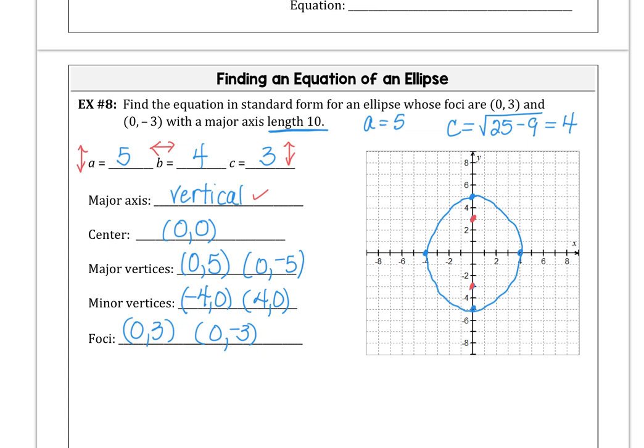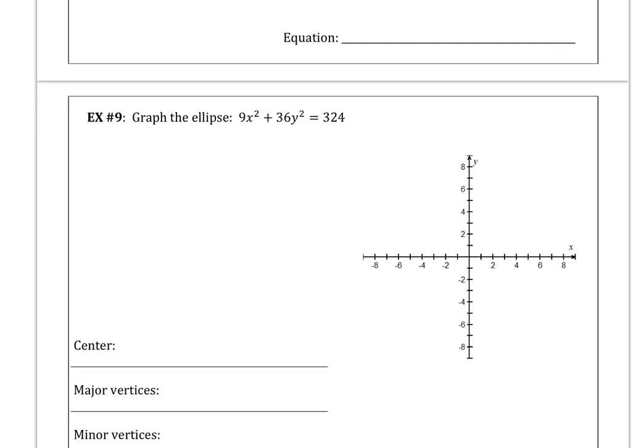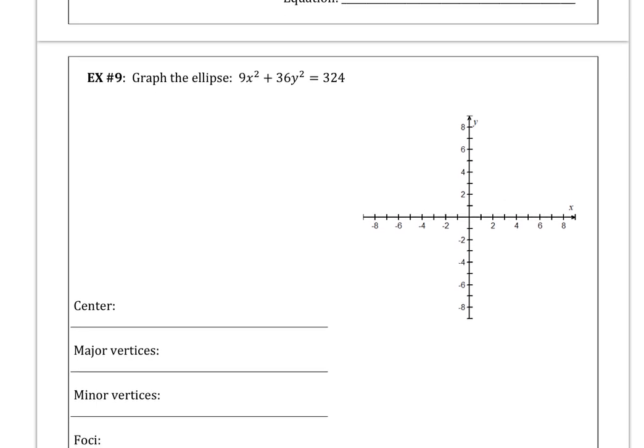They're going to give us the graph, I believe. No, they're going to give us an equation. We're going to solve the equation for standard form. So that's just a little bit of algebra.